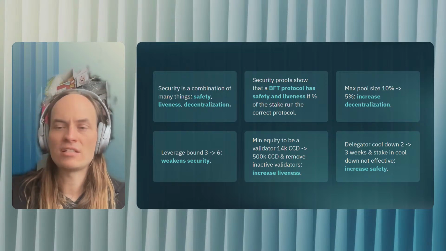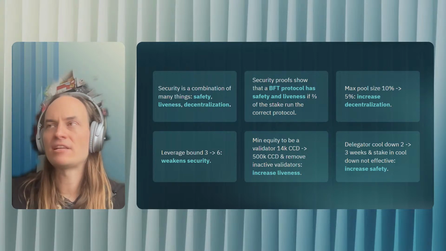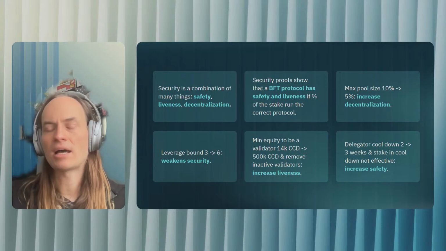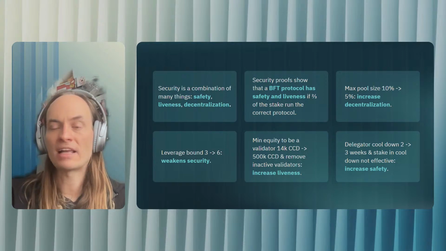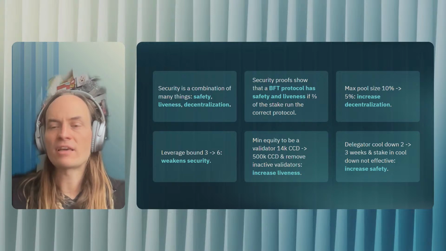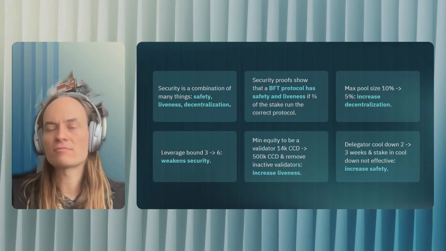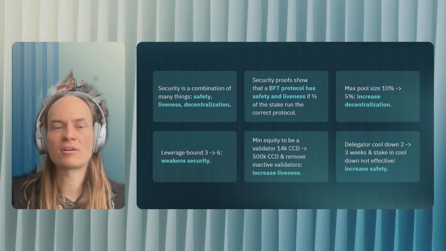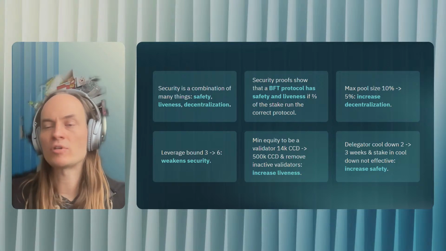And the last 2 changes we're making are to increase safety. The cooldown for delegators, once delegators want to unstake, up to now it was 2 weeks. We're changing that to 3 weeks. And we're lining it up with the cooldown for validators. And the reason for having the same cooldown for both is simply because we realized that validators can delegate to themselves and thus can go around the cooldown. It seemed a bit pointless to have different values.